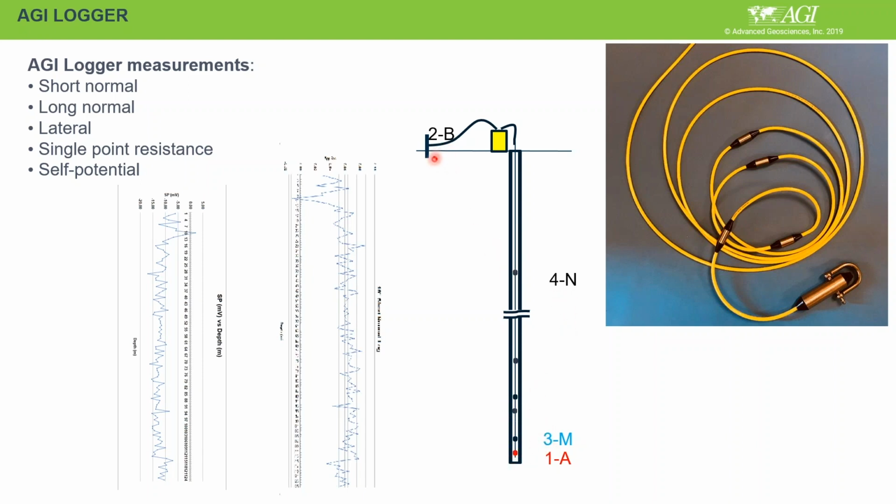So this is like here B electrode in the surface, and then you have another voltage electrode far away, and then you get this in A and B together, for example, short normal. Then you change this M position over here, and you get a long normal. So different configurations are already done in different command files.